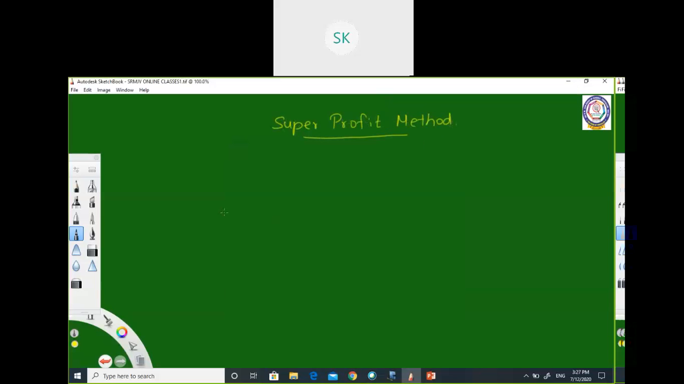Today we are going to see how to calculate goodwill under the super profit method. Before going into the formula, you need to understand what is super profit.